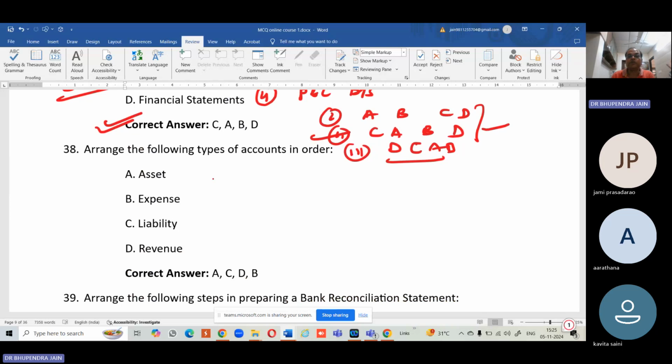Arrange the following type of accounts in order. तो देखो, assets, liability, revenue and expenses. ऐसे बोलते हैं बेटा, asset, liability, revenue, expenses.